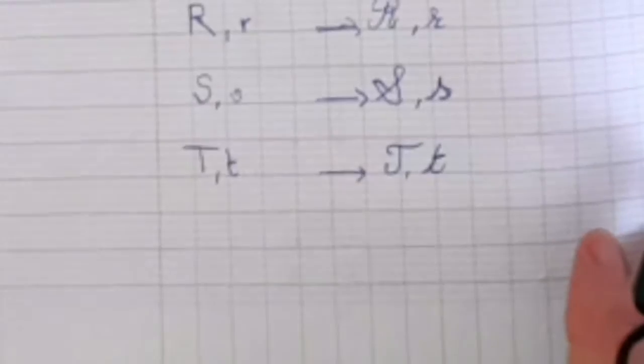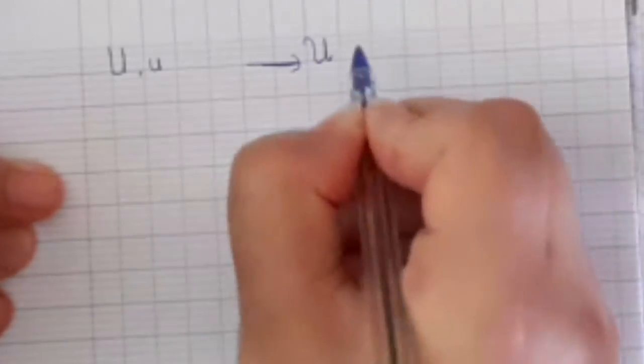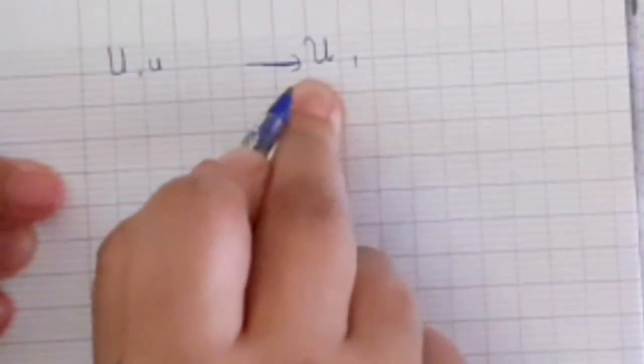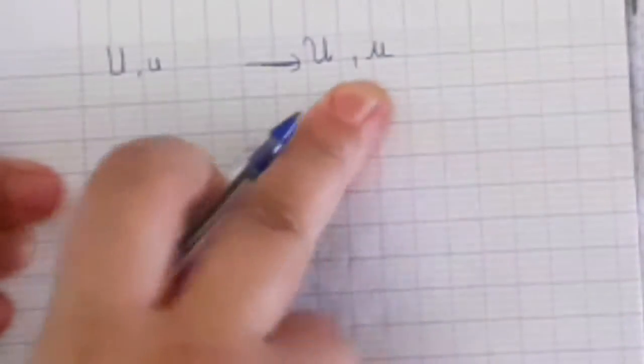Now we see U. U in cursive, non-cursive is like that. Capital letter, small letter. In cursive form, it is like that. Capital in cursive writing. This is the small letter in ones. Okay.